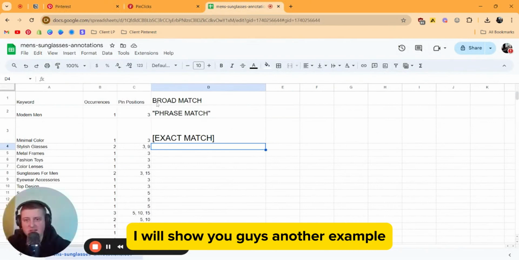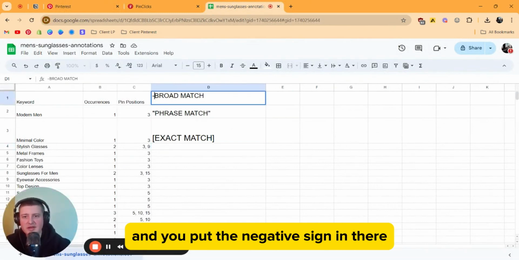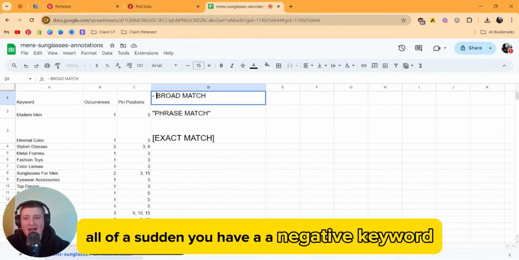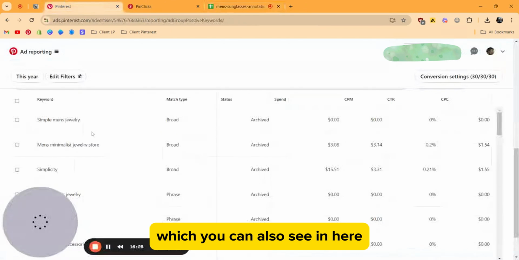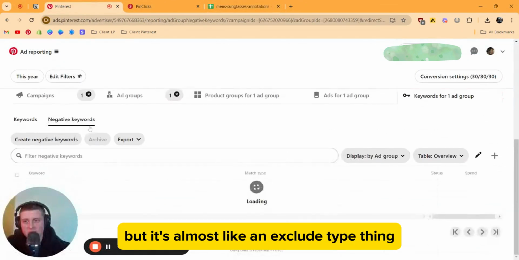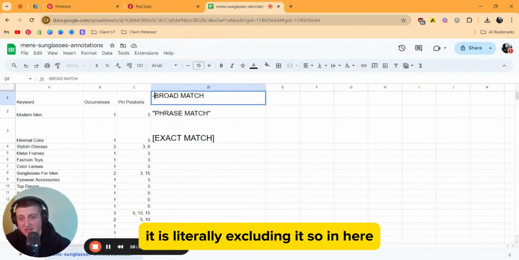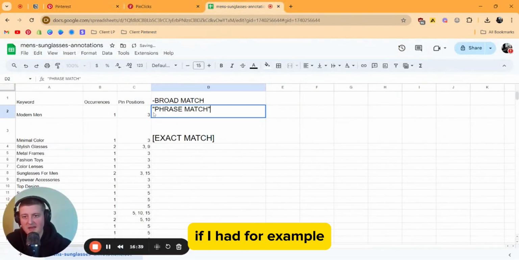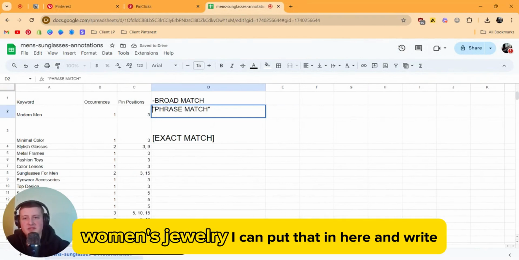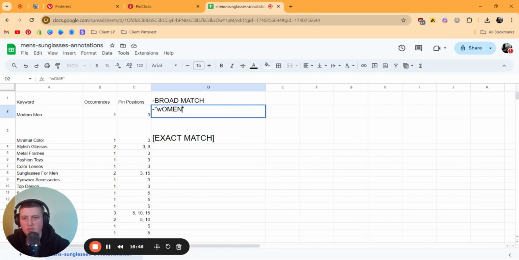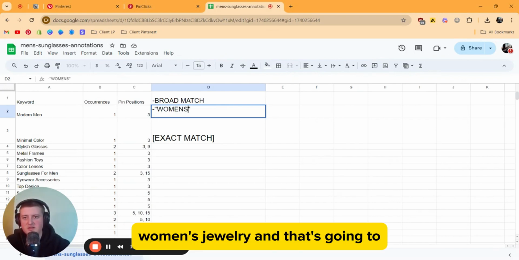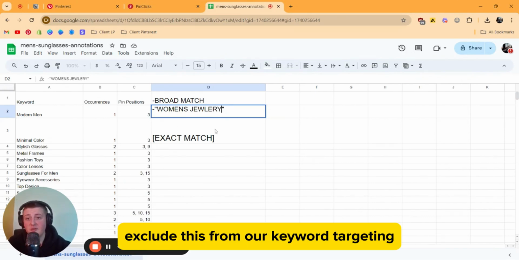I will show you guys another example where if you go like this and you put the negative sign in there, all of a sudden you have a negative keyword. So it's going to create a negative keyword, which you can also see in here. But it's almost like an exclude type thing. So instead of it being just to help it, it is literally excluding it. So in here, if I had, for example, women's jewelry, I can put that in here and write women's jewelry. And that's going to exclude this from our keyword targeting.